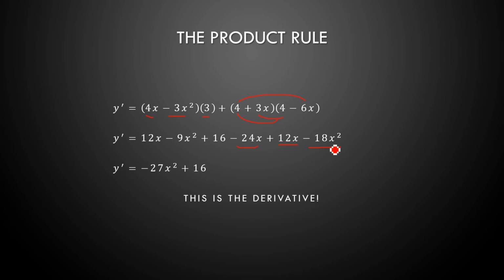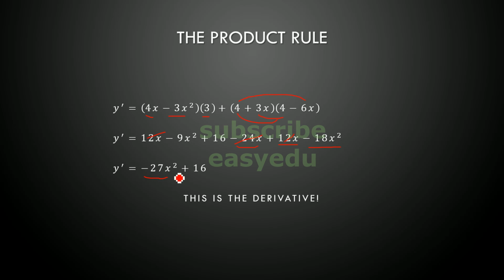Now this 12x and 12x will add, this will become 24x, and minus 24x, they will cancel out with one another. Minus 9x square will add with minus 18x square, which will become minus 27x square, and 16 will come here. So this is the final derivative. You can use the product rule to take derivatives of any function which has two separate pieces in multiplication with one another.